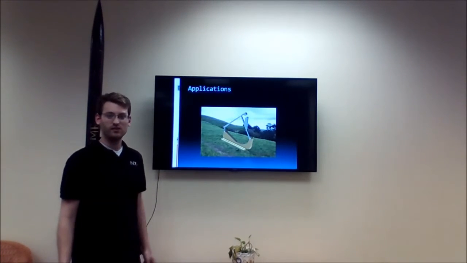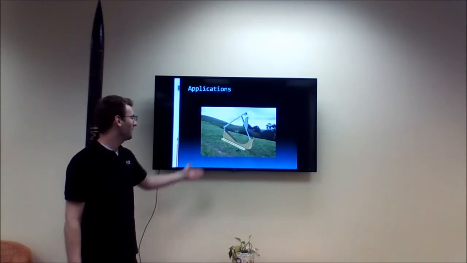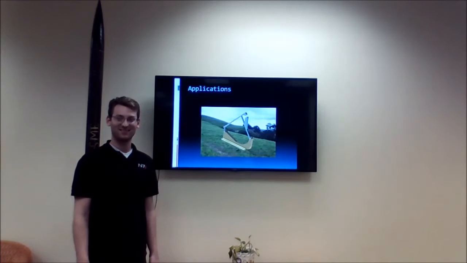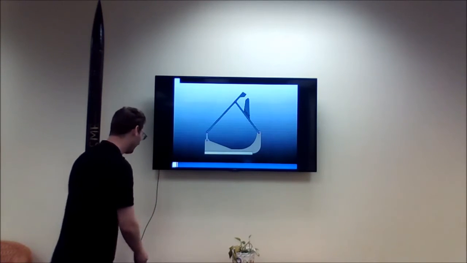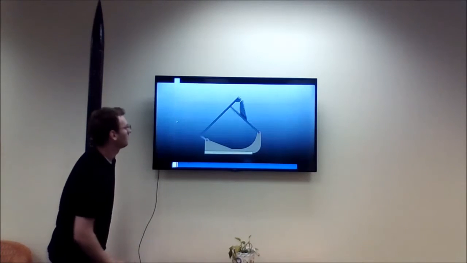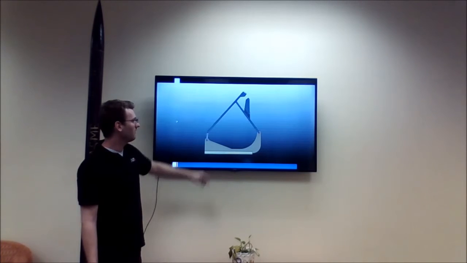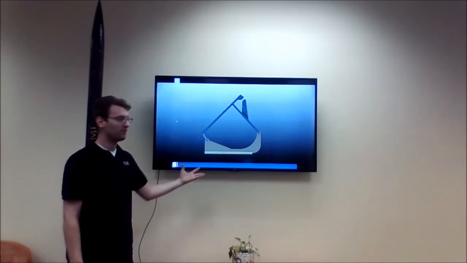Here is a realistic application of our 4-bar system. We have chosen a clamp, and here we have it in its natural environment. And so here we have a video that we've made animating our 4-bar. So you can see as it moves through those pole positions here, it actually clamps down on whatever object is in its path.